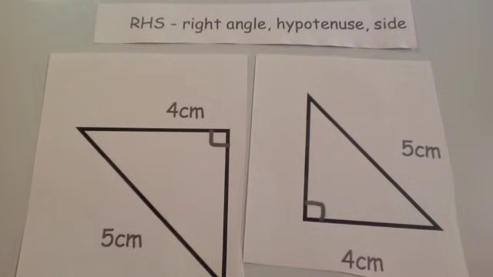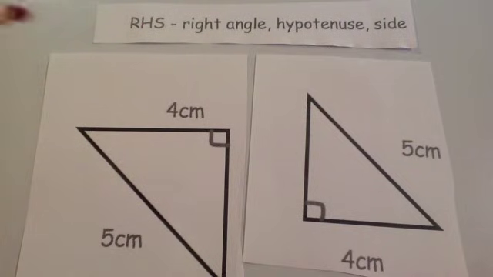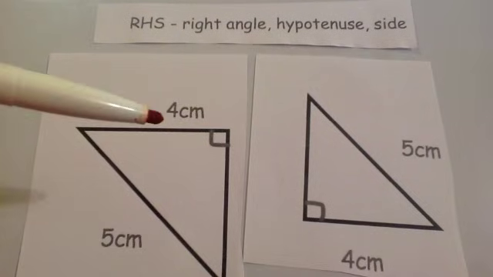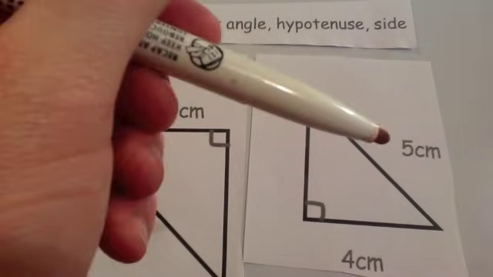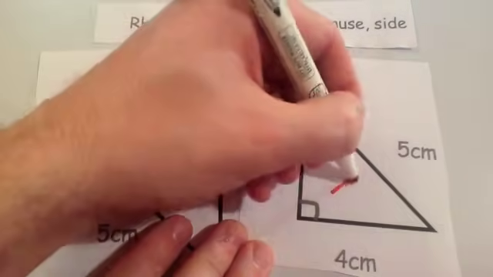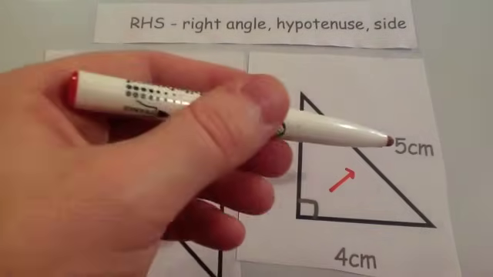Okay, and the last condition is RHS: right angle, hypotenuse, side. Knowing your Pythagoras' theorem, because you've got a right angle, a hypotenuse, and a side in each triangle. Remember, the hypotenuse is the one opposite the right angle. So you've got the hypotenuse, the right angle, and the side in both triangles.